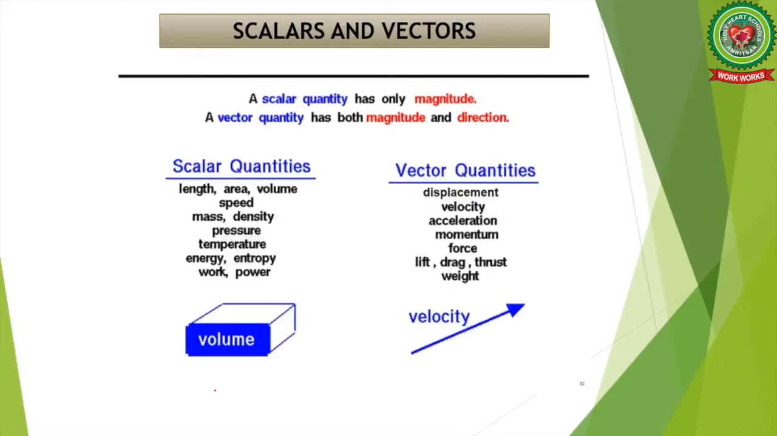First of all, you should know these things: scalars and vectors. Students, you know that scalar quantities have only magnitude, whereas vector quantities have both magnitude and direction. Here are some of the scalar quantities: length, area, volume, speed, mass, density, pressure, temperature, energy, entropy, work and power. All these are scalar quantities because they don't have any direction, they have only magnitude. On the other hand, vector quantities are displacement, velocity, acceleration, momentum, force, lift, drag, thrust and weight. These are some examples of vector quantities.